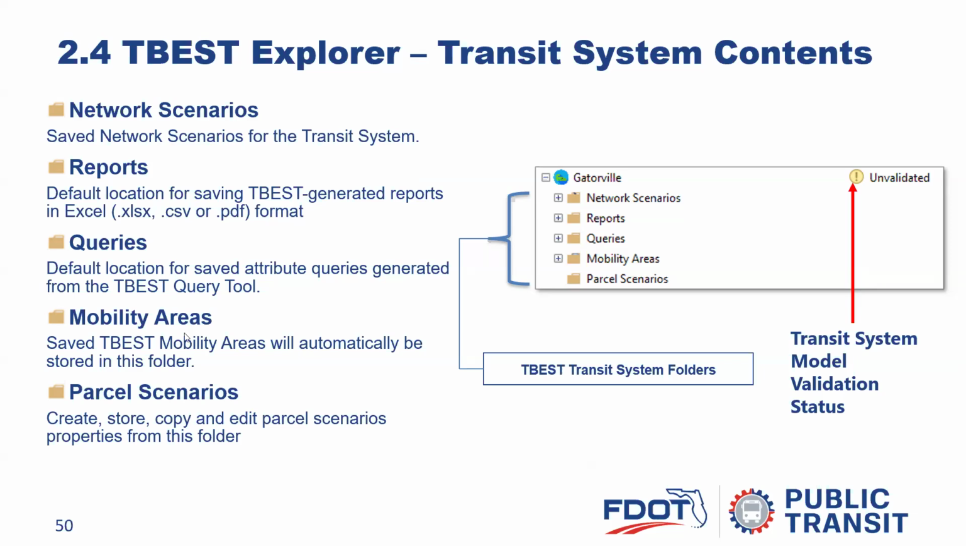Mobility areas are also stored and saved inside of the mobility areas folder. And finally, parcel scenarios, which you can create as alternative, basically land use conditions, which you can set to be some out year and then incorporate those into your model streams and your market analysis tools. So tomorrow afternoon, we'll be going over parcel scenarios, but this is where you store and copy and manage those within this folder within TBEST Explorer.